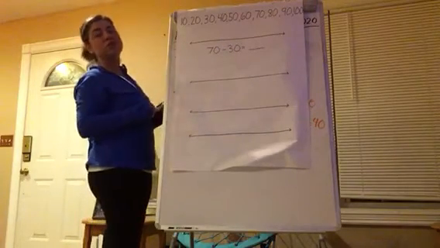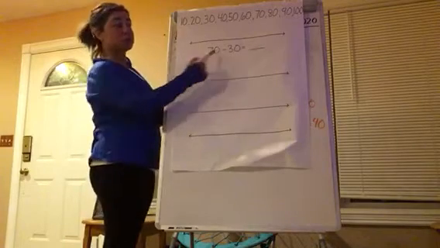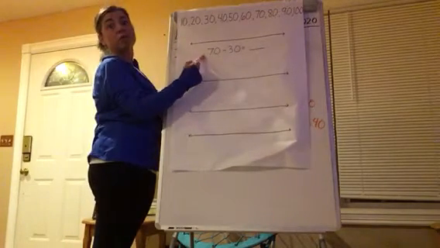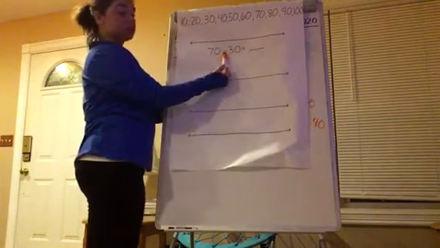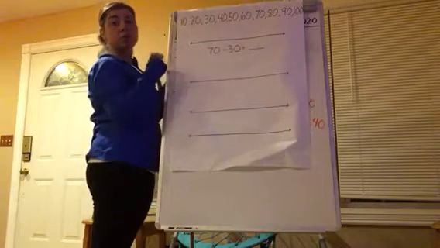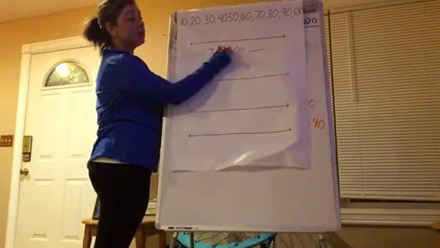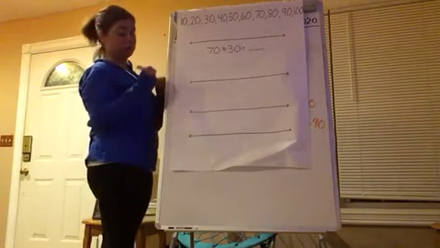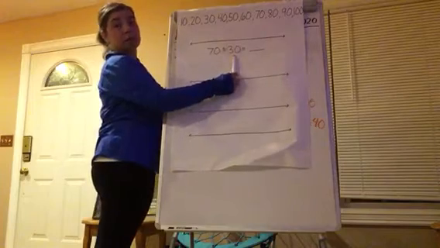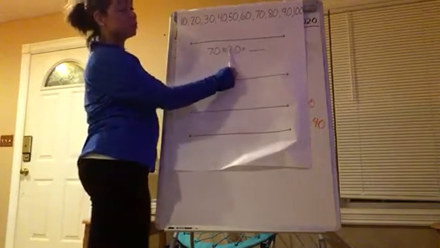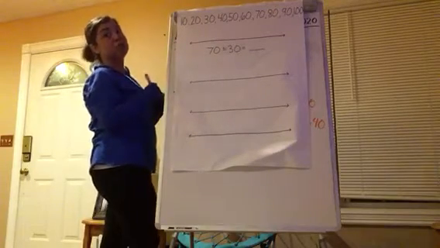So where would we start in this equation? That's right, we would start with 70 because 70 is our whole. And then subtraction means that we are taking away. So which direction are we going to be going? That's right, we're going to be counting backwards. And how many times are we going to be counting backwards? 3 times because it's 3 tens. So are those going to be jumps or hops? That's right, they're going to be jumps.